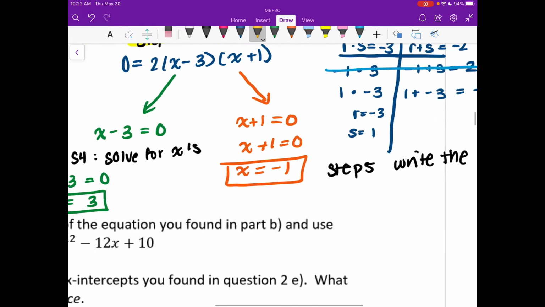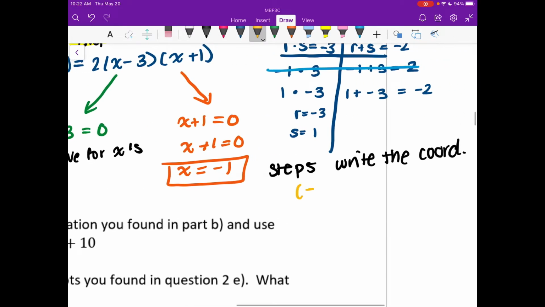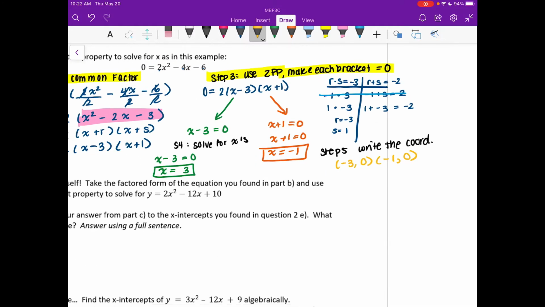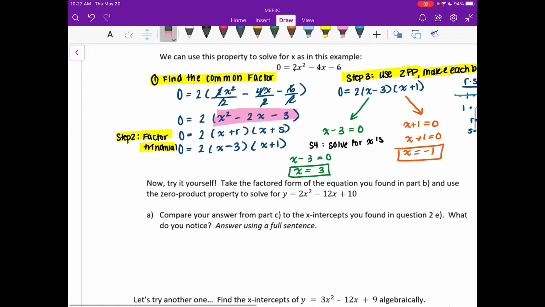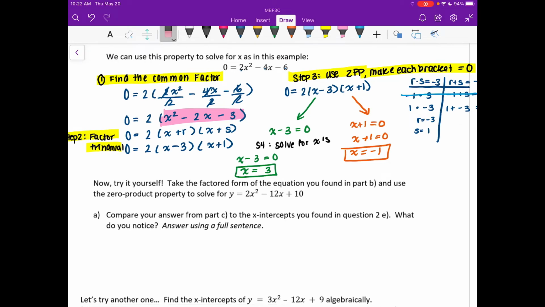So then it's going to be negative 3, 0, negative 1, 0. That's what we'll do when we do the next one, so don't worry about it for now, but those are our x's. So now let's try it ourselves. Let's take the factor form of the equation that we found in part B.